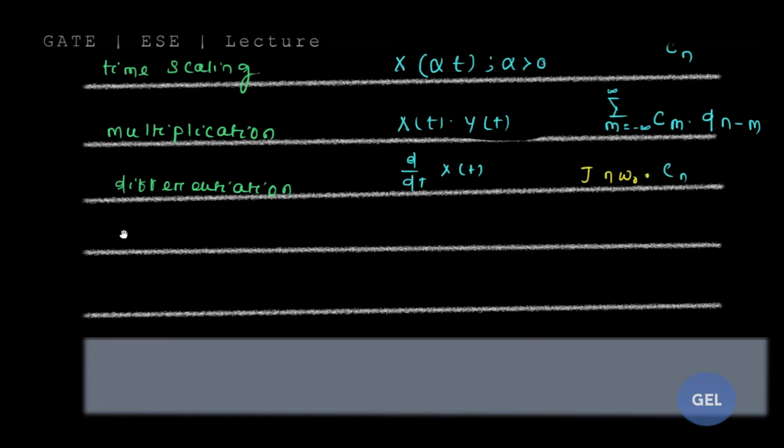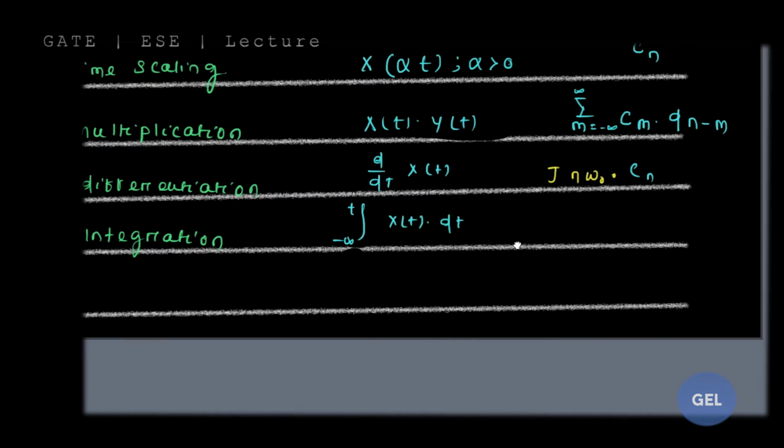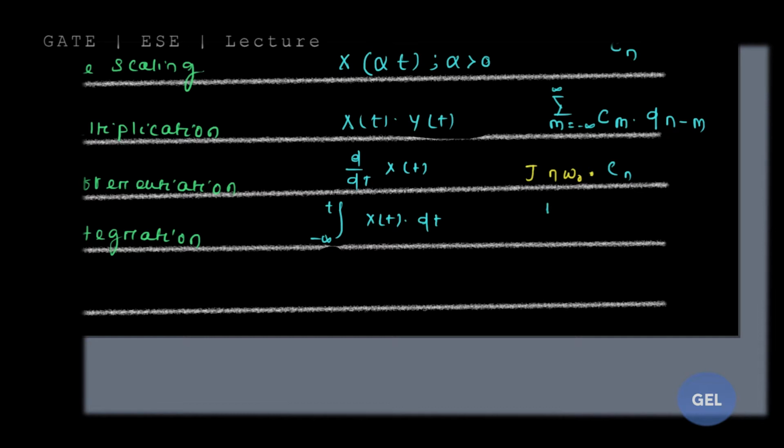If you take the integration in a definite time interval like minus infinity to t of x of t dt, that will give you 1 by j n omega naught into cn. Clear? 1 by j n omega naught into cn. That means the integration only works over a finite duration.